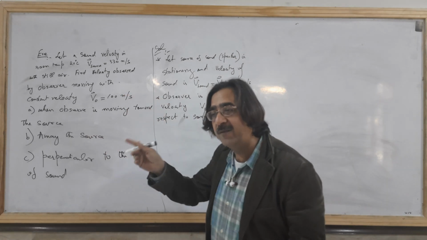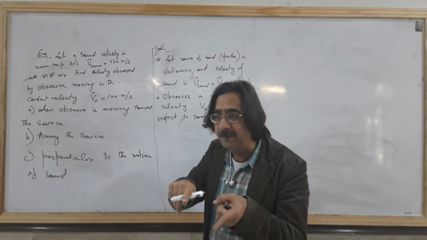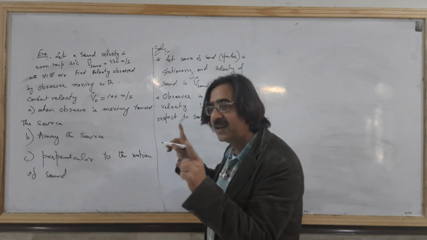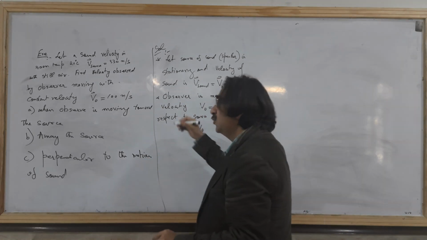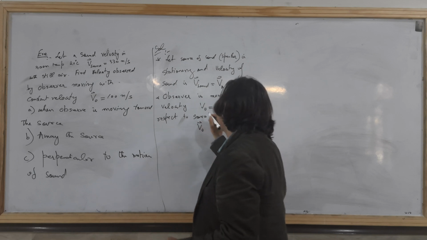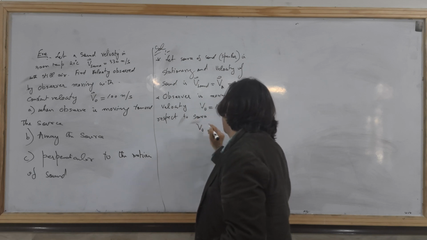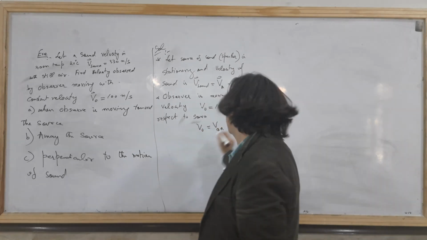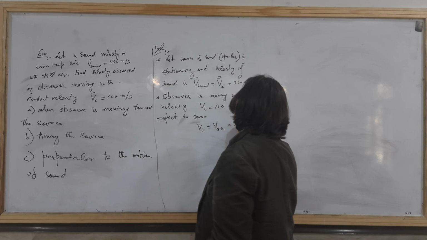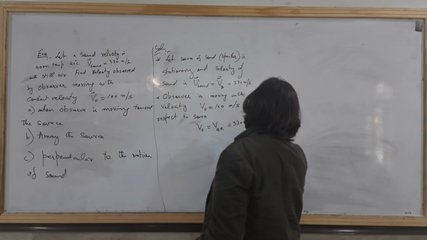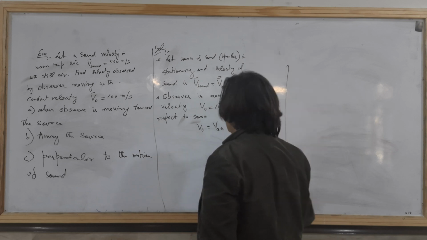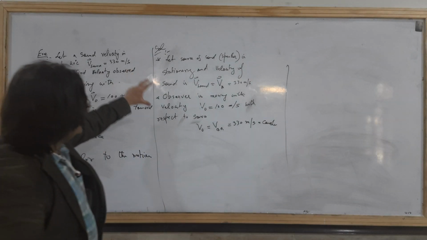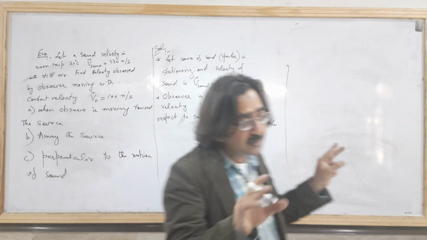And what is this? When the source is A, the observer is B. So this constant velocity VO, according to the last formula, will be represented as VBA, and the 330 meter per second will be a constant because it is not changing. Okay, clear? So these are the basics that will be used in our three cases.